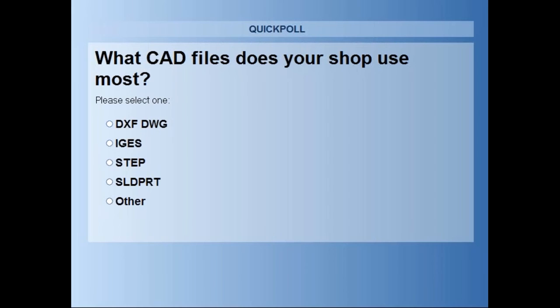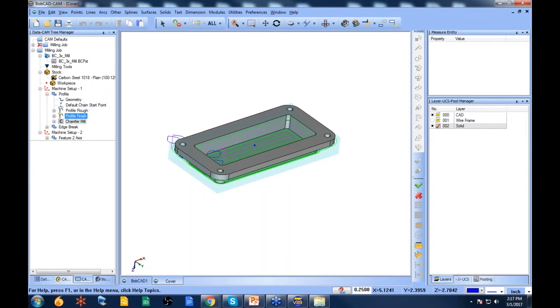Okay, so we'll leave this open just a little bit longer. It seems like a big mix between wireframe geometry and SolidWorks part files. It seems like those two are the big winners there, or other files, probably other direct translators. All right, great. We'll go ahead and close that poll down.